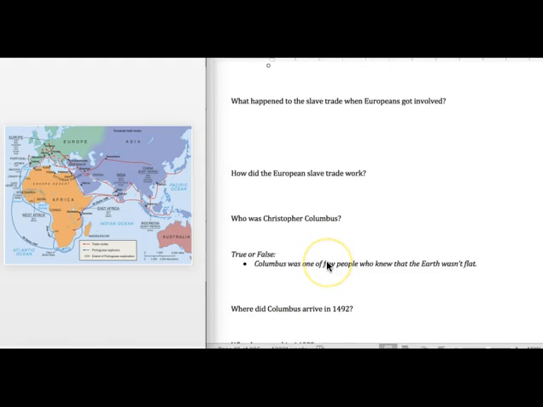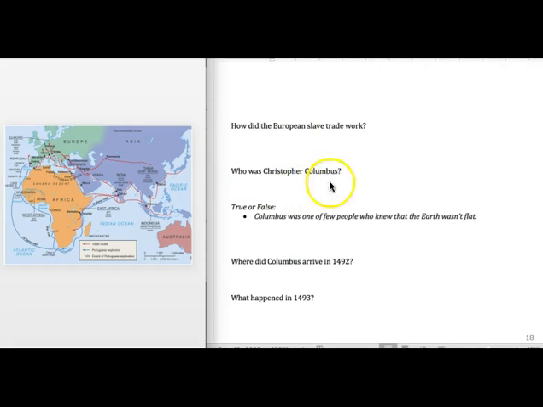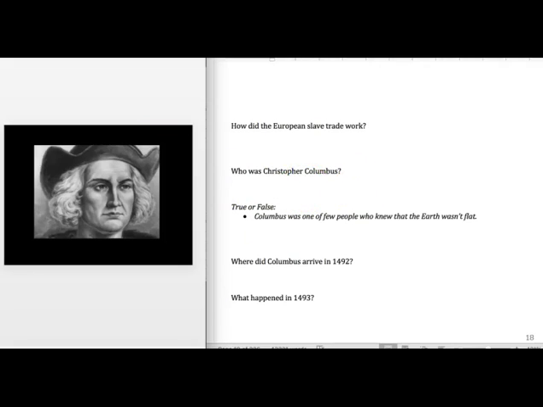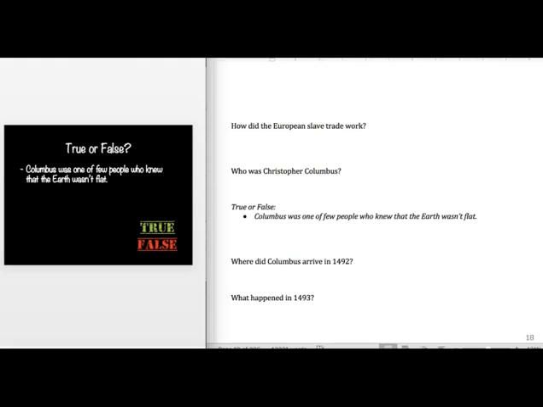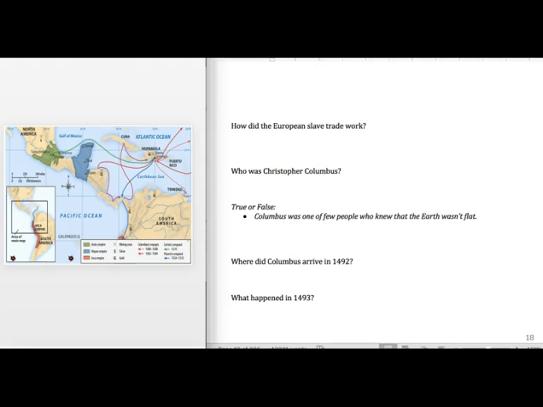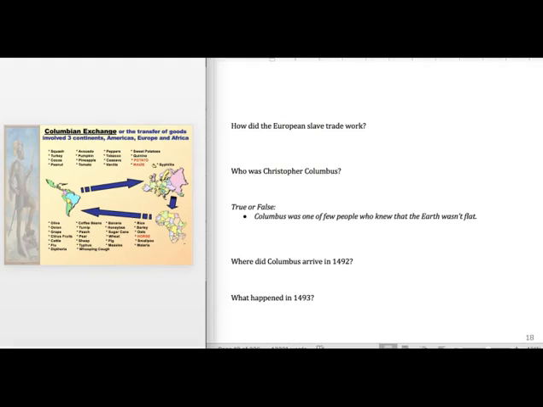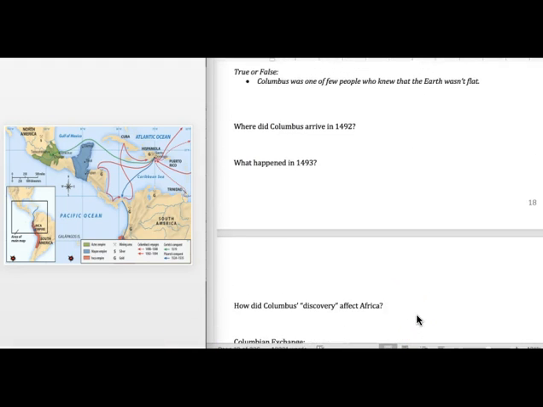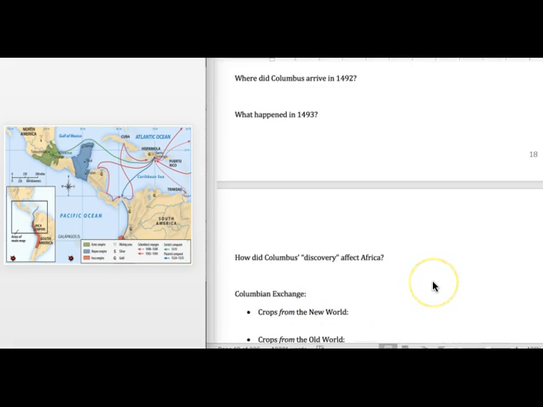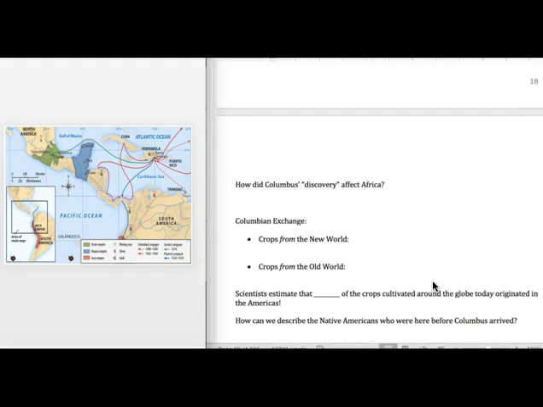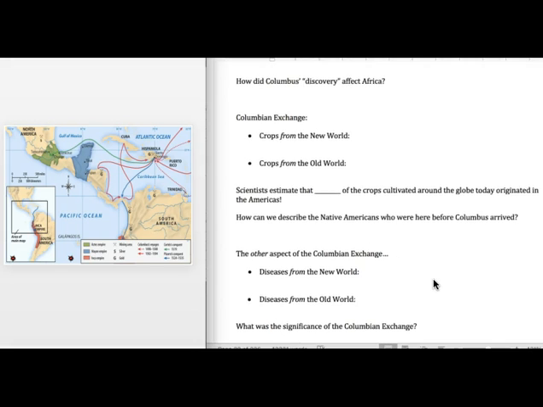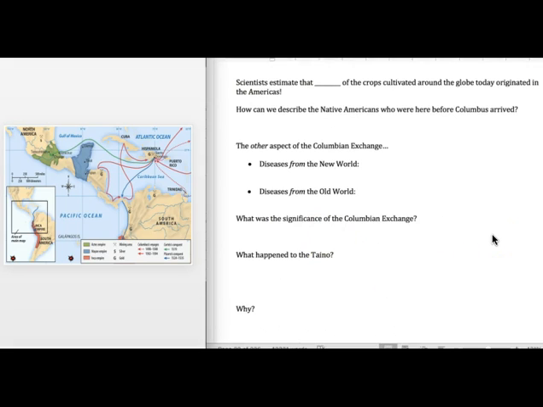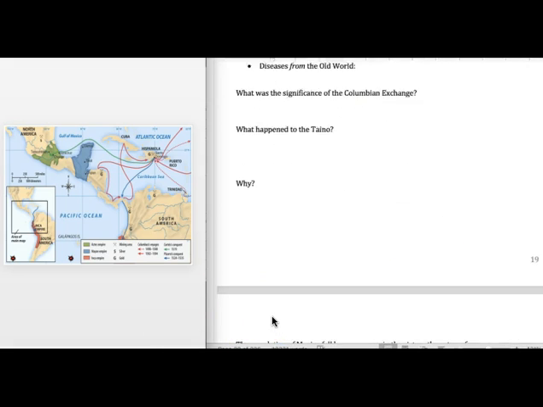This just gives you an idea of, like, who was Christopher Columbus? When we get to him, I've got a picture. There's the true or false: where did Columbus arrive? What happened in 1493? You can see they're not going to get those answers just by looking at the presentation. They're going to have to listen and think, but they're also discerning what is significant. So here: how did Columbus's discovery affect America? Down here: what was the significance of the Columbian Exchange? Why did this happen to the Taino Indians?